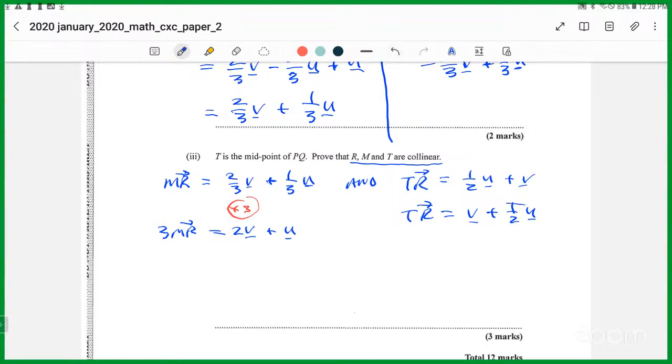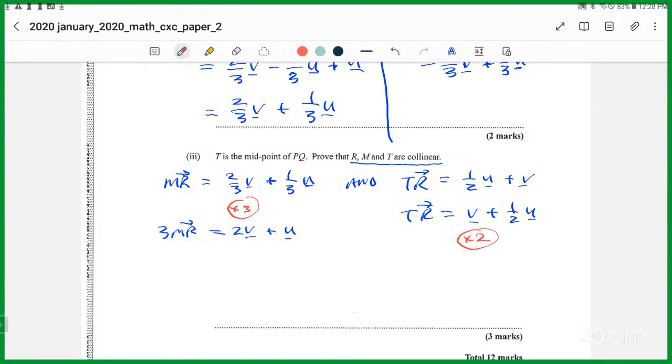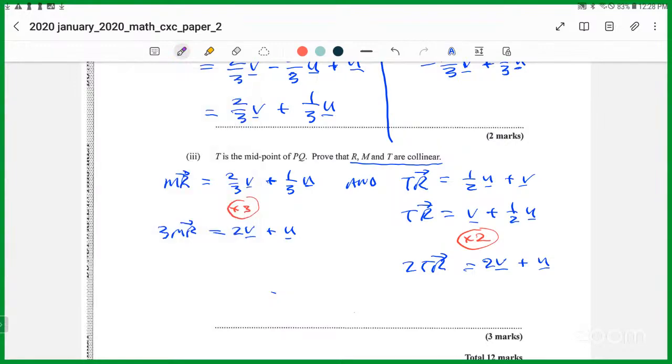And then to get the fraction out of this one, the first thing we look to multiply by is this denominator, which is 2. So 2 is a good number to multiply this by to get rid of the fractions. You multiply this side by the 2 first, you get 2TR equals, multiply this by the 2, you get 2v. Multiply half u by 2, you get plus u. And you realize now that these two things are the same.